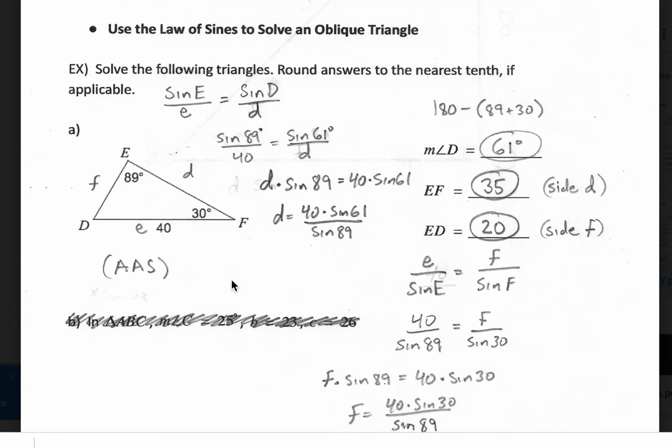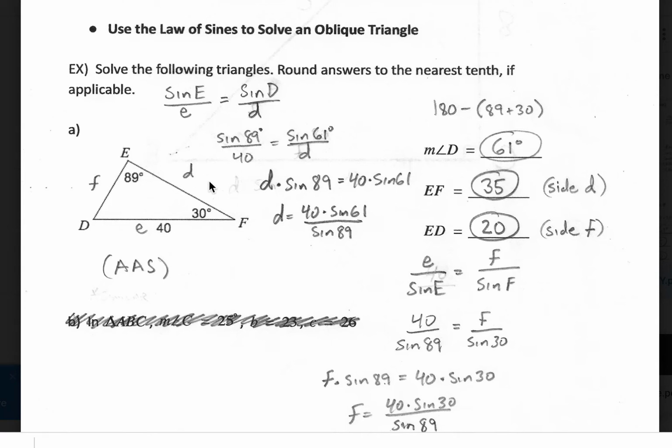That's some basic geometry. We know that all three angles in any type of triangle add up to 180 degrees. So if we know two angles already, we can just add that up, subtract from 180, and figure out our missing angle. So the sum here, 89 and 30, take that away from 180, and we're left with 61 degrees for angle D. So now that we have angle D, we can solve for side length D.